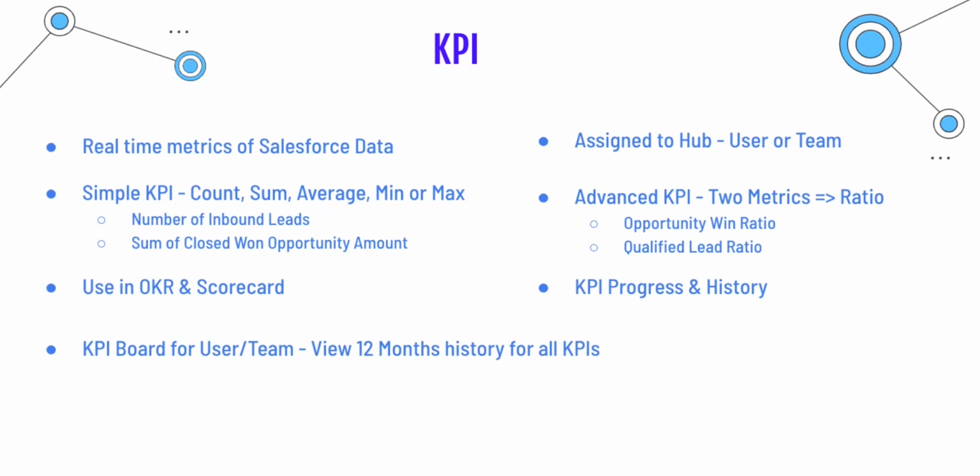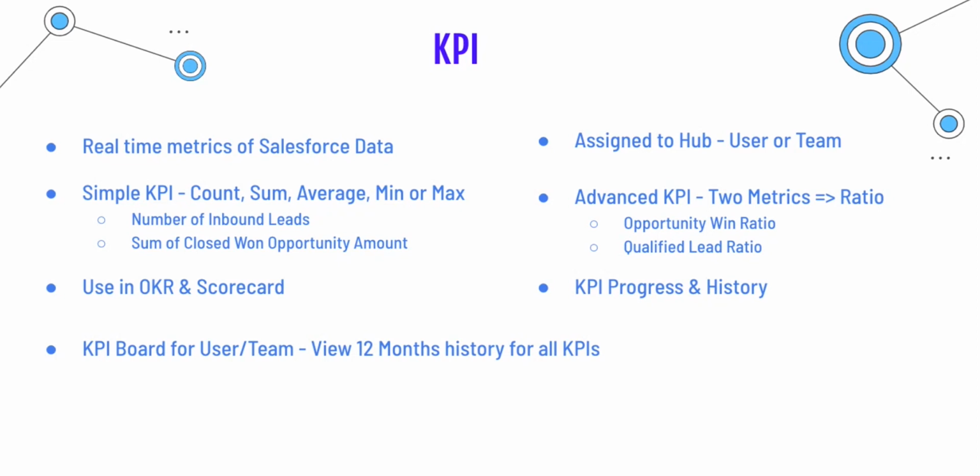The simple KPI uses one metric and it can be used for things like number of inbound leads, sum of closed one opportunity amount. The advanced KPI uses two metrics and can be used to calculate ratios such as opportunity win ratio, qualified lead ratio. The KPIs created here can also be used in OKRs to automatically track the objective progress or in scorecards.